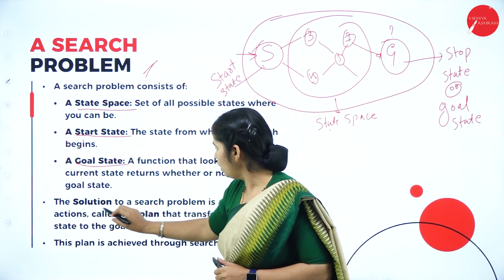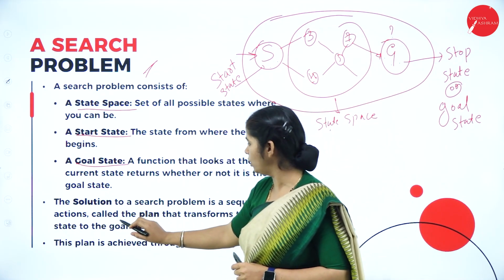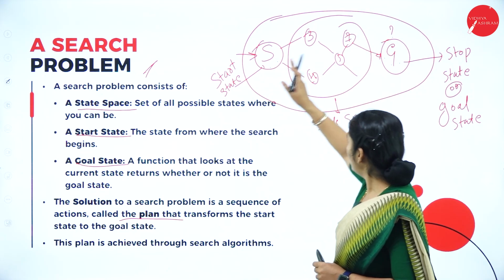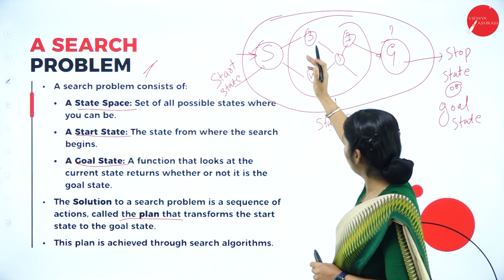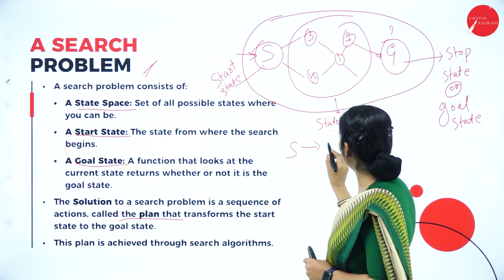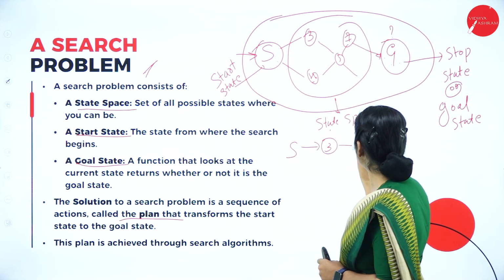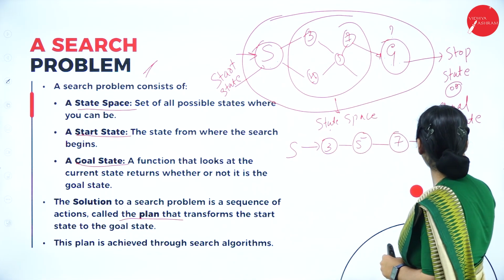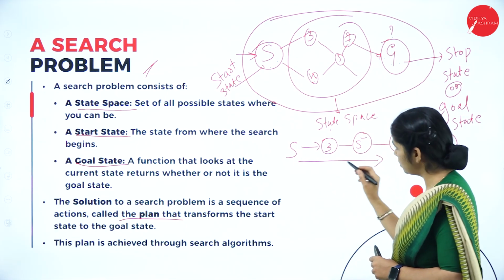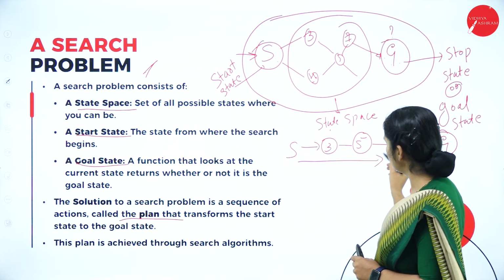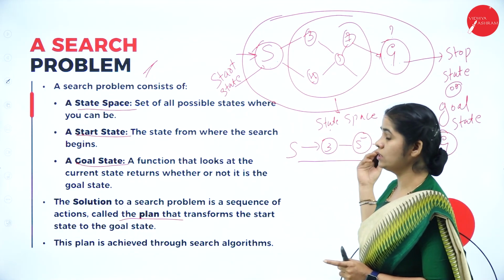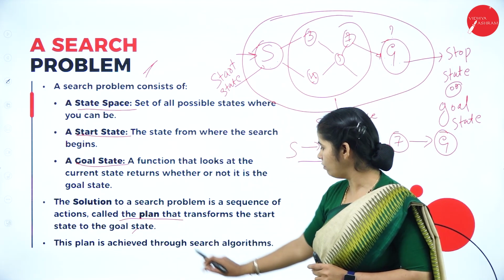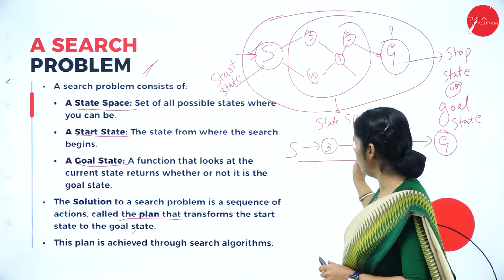Then the solution to the search problem is a sequence of actions called a plan. How do we reach from state S to state G by a sequence of actions? It moves to state 3, from state 3 it moves to state 5, from state 5 it moves to state 7, from state 7 it moves to the goal state. These are the steps. So the solution can be a sequence of steps, or a sequence of actions, called a plan, that transfers the start state to the goal state. This plan is achieved through the search algorithm.